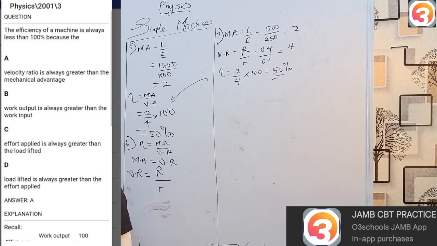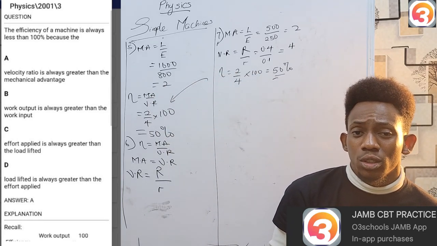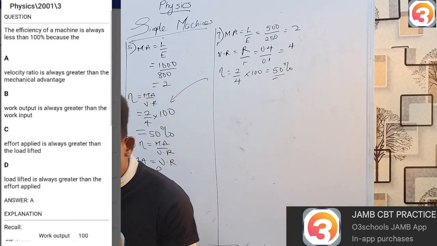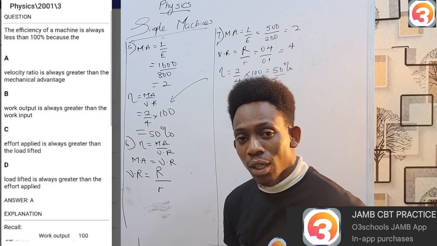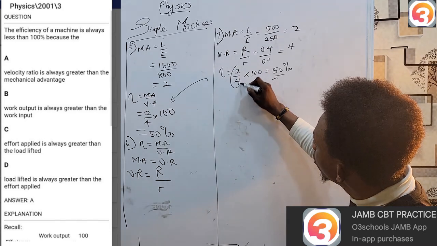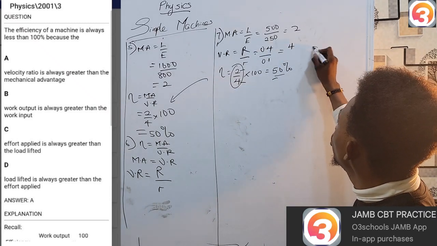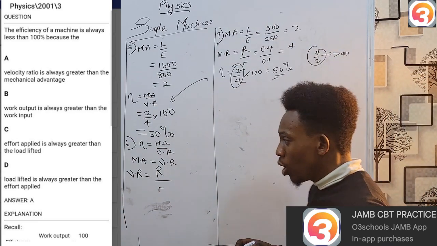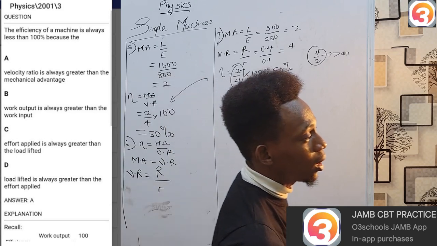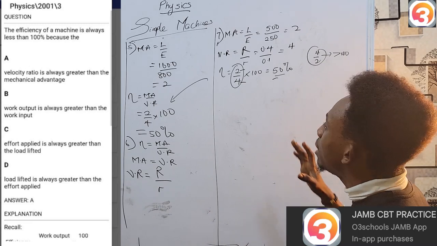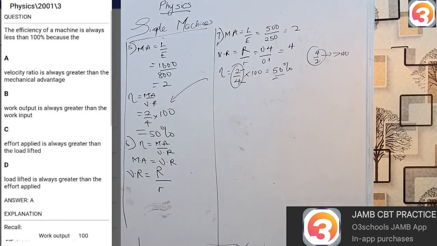The one we'll think about first is option B, which says work output is always greater than work input. Now, if you look at that, is work output actually greater than work input? No, work input is actually greater than work output. So option B is quite wrong, which should mean I should take a close look at option A, velocity ratio is always greater than mechanical advantage. If you look at this example right here, MA is 2 when VR is 4. That's why it is less. Assuming they were switched, if MA was 4 and VR was 2, then this would be greater than 100%. In all the examples we've solved, you realize that the MA is always smaller than VR. Or in other words, VR is always greater than MA. And that, in its essence, explains why my efficiency is always less than 100%. So my answer is definitely option A.